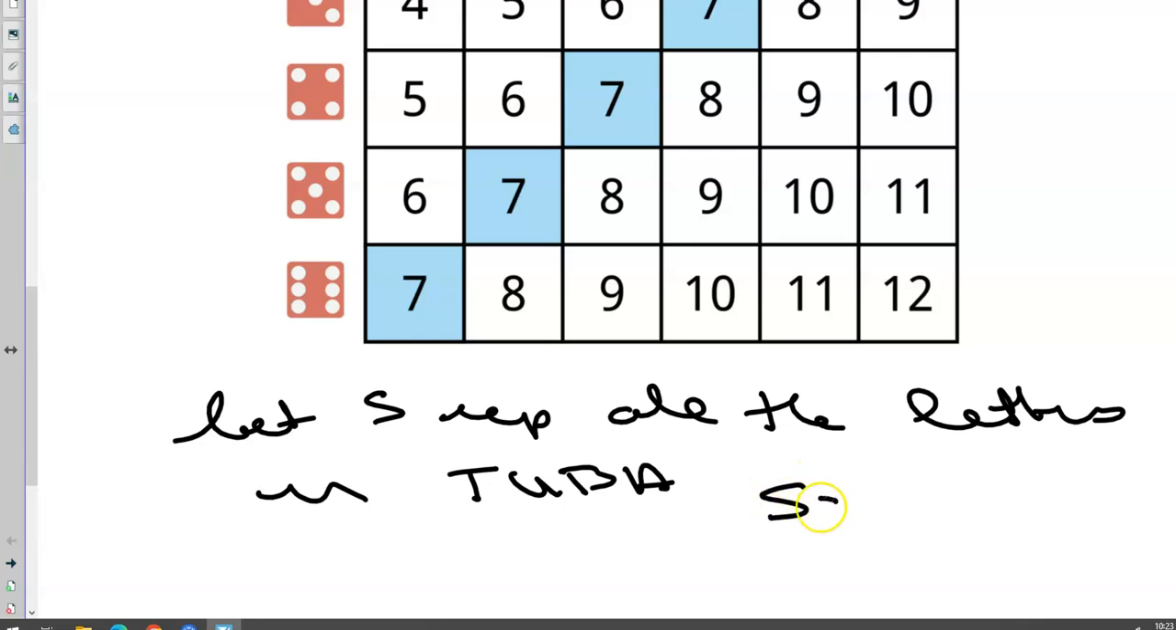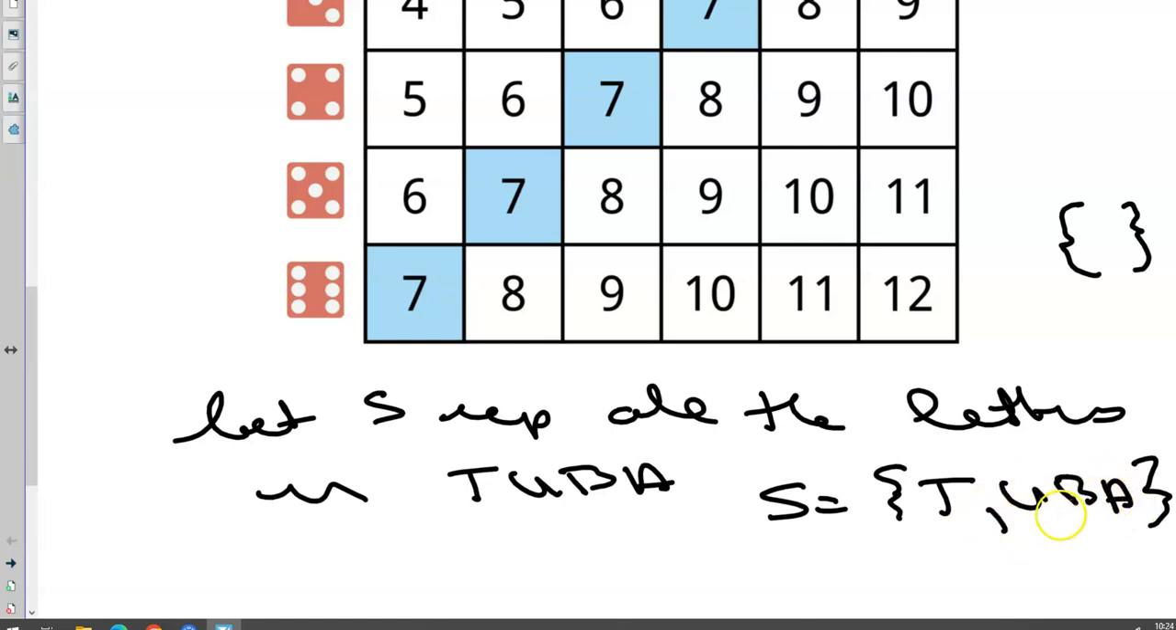What you do is set S equals, and you use this weird bracket that looks a little nicer than that. It is found on your computer, and you can go back and take a look at what it looks like. You open the set with that bracket and you close it with that bracket, and then you put every element in the set separate, so T, U, B, A, and you put commas between them. Okay, so that is the set S of all the letters in tuba.